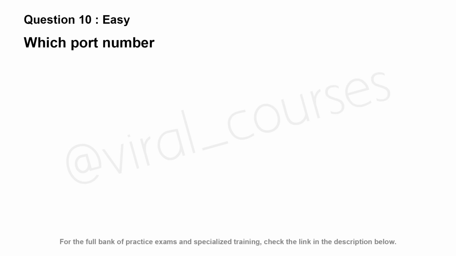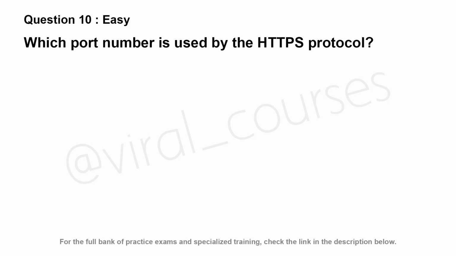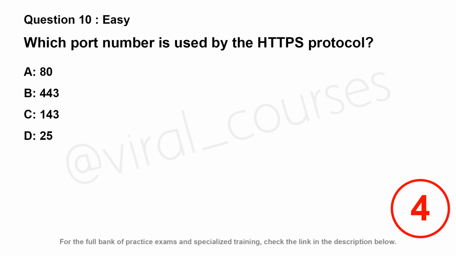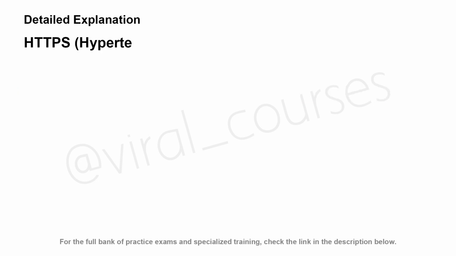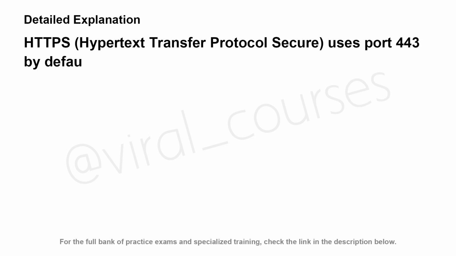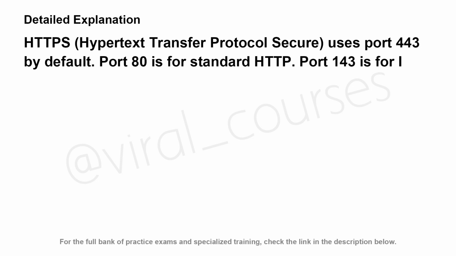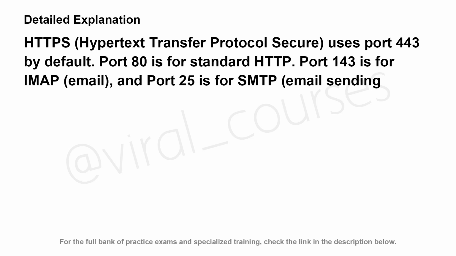Which port number is used by the HTTPS protocol? Option A, 80. Option B, 443. Option C, 143. Option D, 25. The correct answer is B. HTTPS, Hypertext Transfer Protocol Secure, uses port 443 by default. Port 80 is for standard HTTP. Port 143 is for IMAP, email, and port 25 is for SMTP, email sending.